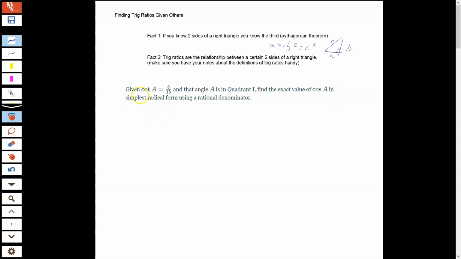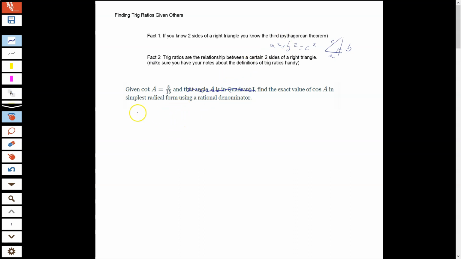Okay, so here is what a problem from this lesson will look like. Given cotangent of A equals 8 over 15, and that angle A is in quadrant 1, you can just ignore that angle A is in quadrant 1 for now. That's talking about quadrant 1 on a graph. One way I can make this more complicated for you in the future is to have positive and negative side lengths, but we're not going to worry about that right now. So just ignore that part of it. Find the exact value of cosine A in simplest radical form using a rational denominator.